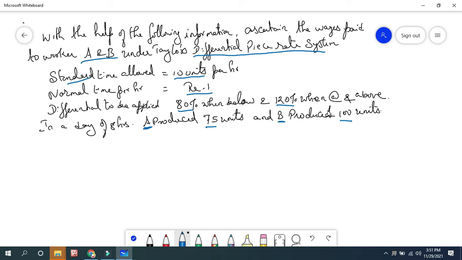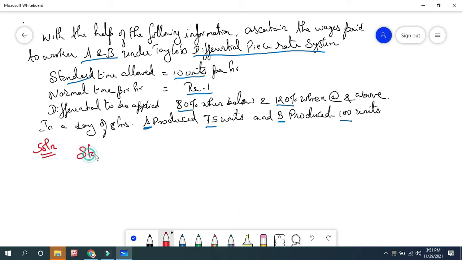They don't give the standard output and they also don't give the piece rate. So we are supposed to calculate both the standard output as well as the piece rate. So, solution: first we are going to calculate the standard output.